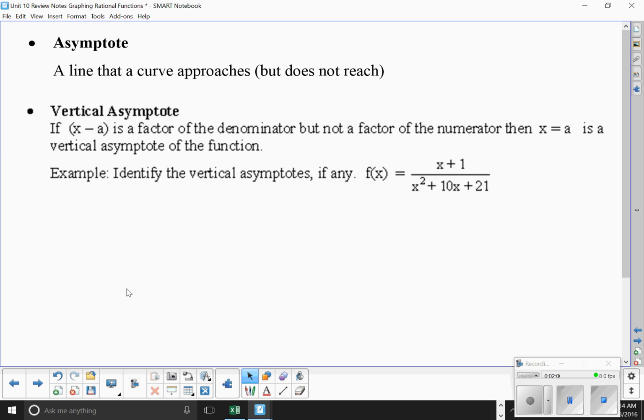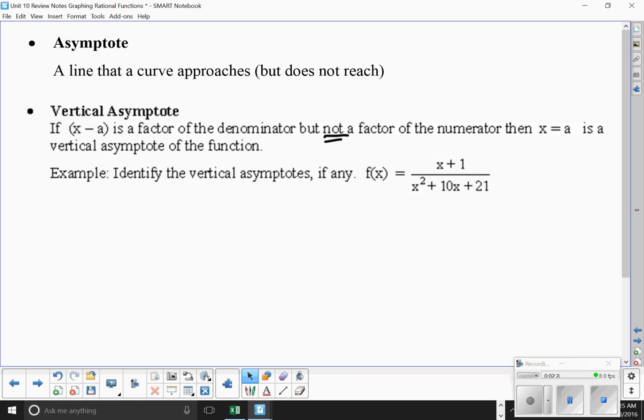Next up, asymptotes. An asymptote is a line that a curve approaches but does not reach. Remember, we do have the exception for horizontal and slant on occasion. A vertical asymptote, however, will never be touched or crossed. If x minus a is a factor of the denominator, but not, there's an important word, not a factor of the numerator, then x equals a is a vertical asymptote of the function.